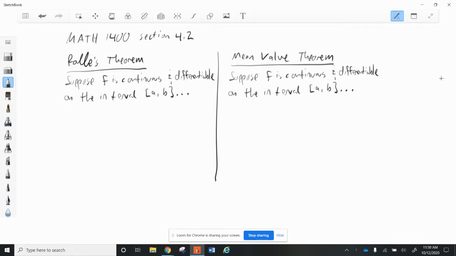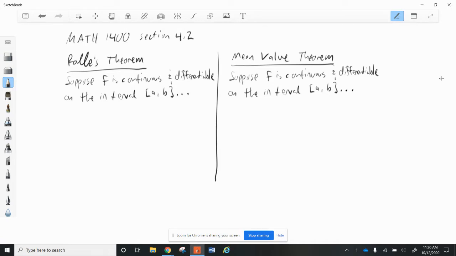Right. So this is calculus section 4.2. In this section, we're going to introduce two important theorems. Well, one important theorem, which is the mean value theorem, and one theorem which is kind of like a precursor to the mean value theorem, called Rolle's theorem.